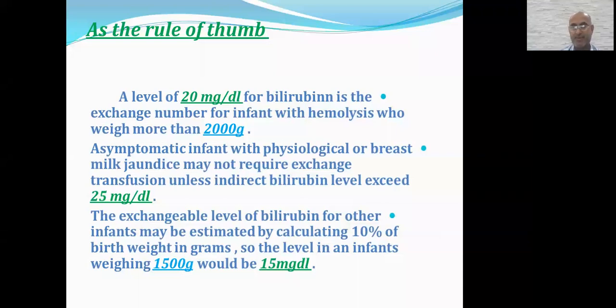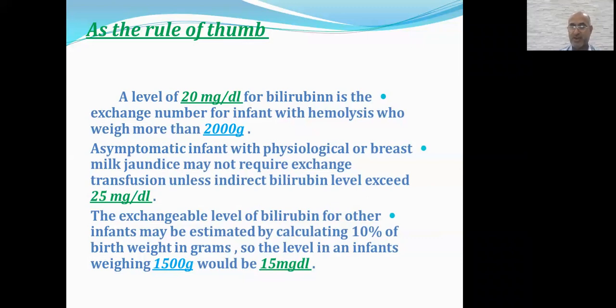As an example, when I have a newborn with 1 kg in weight, the level of exchange should be 10 milligram per deciliter. While if I have a newborn weighing about 1,500 grams, the level of exchange should be 15 milligram per deciliter. So this is considered 10% of the birth weight.